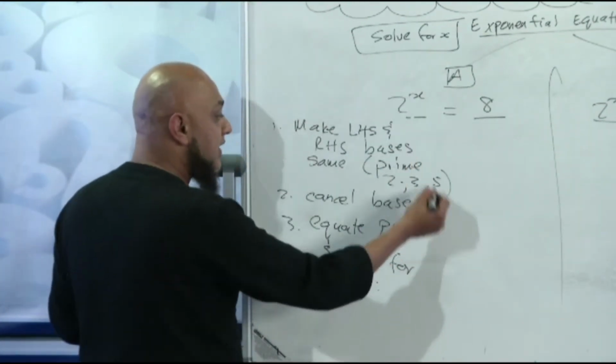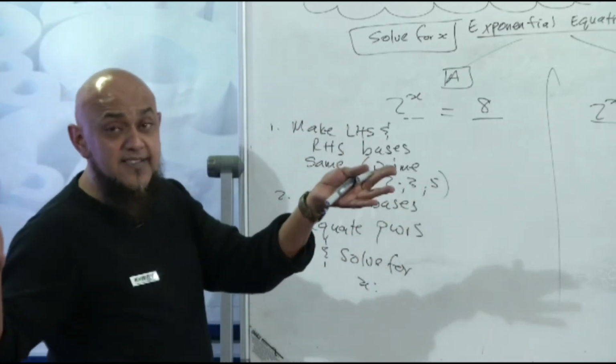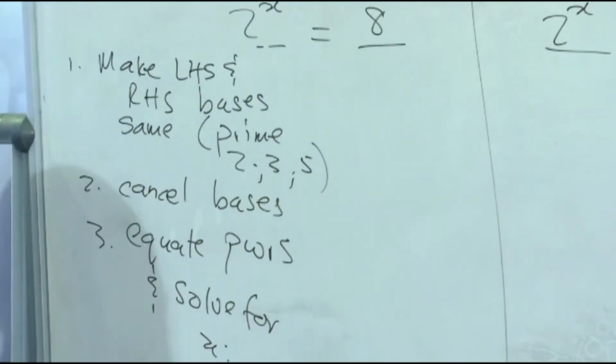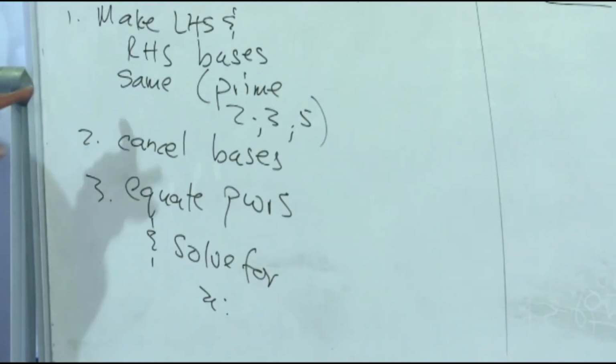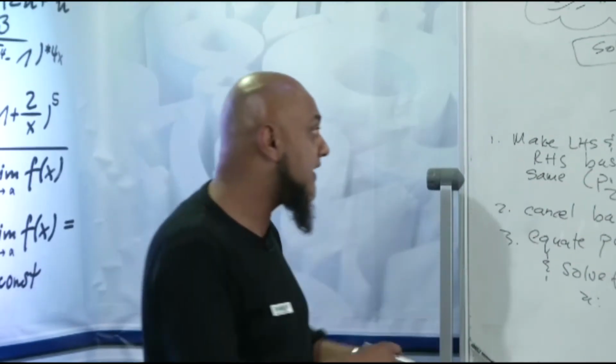Okay, so you follow these set of rules religiously. Make the left hand side and right hand side bases the same using your prime bases, 2s, 3s or 5s. You cancel the bases. Whatever is in the power, that would be your final answer.